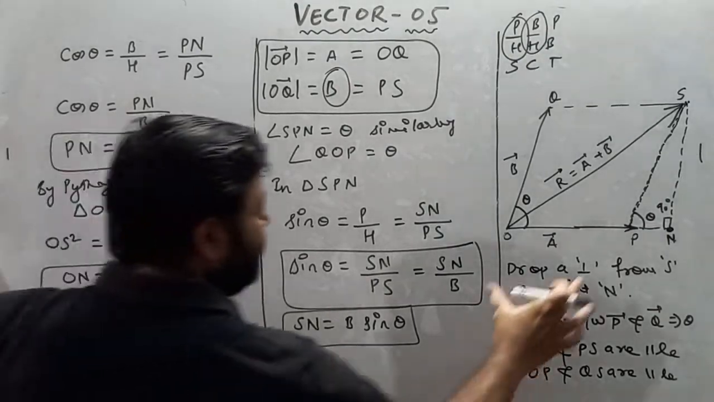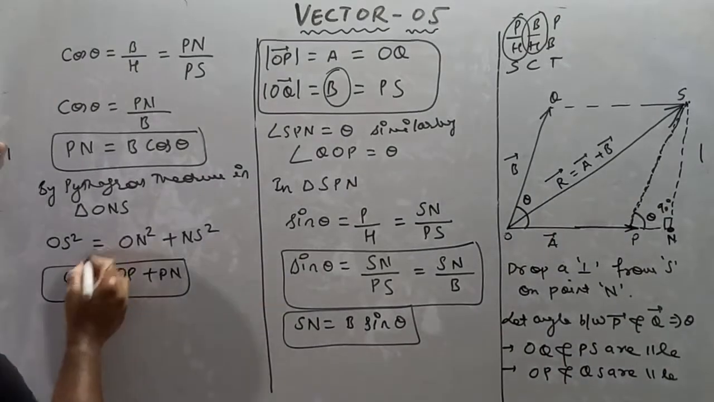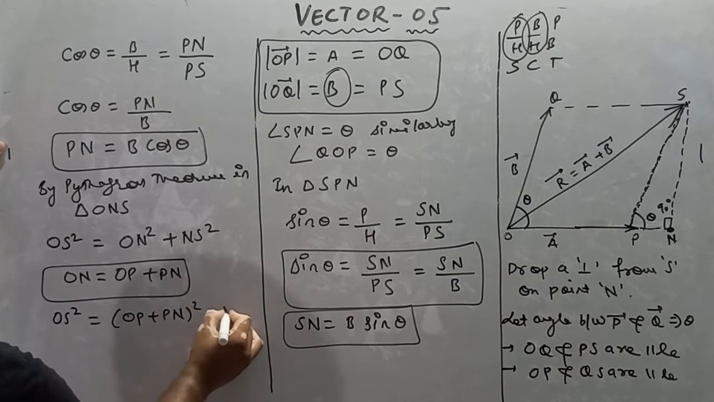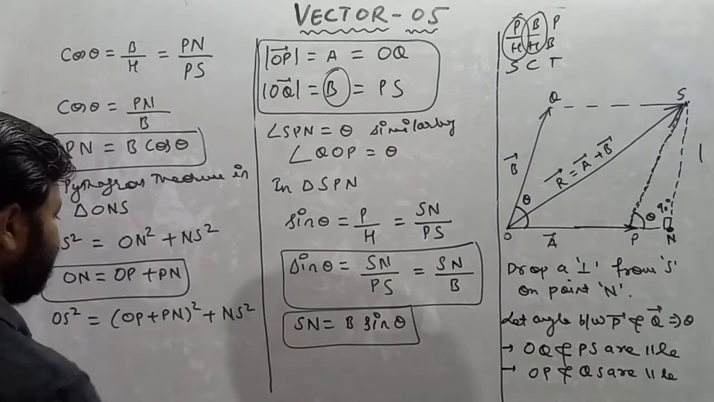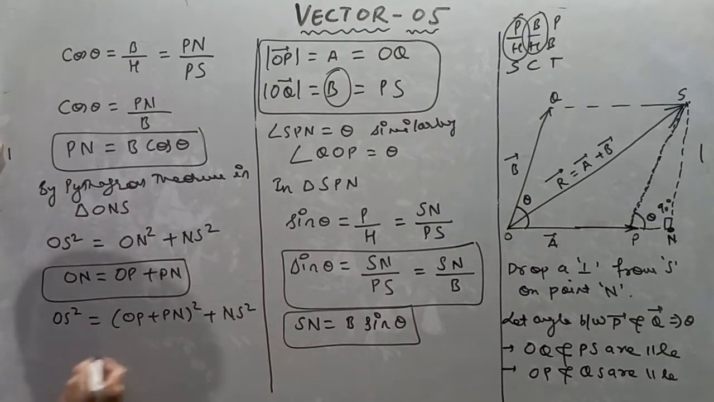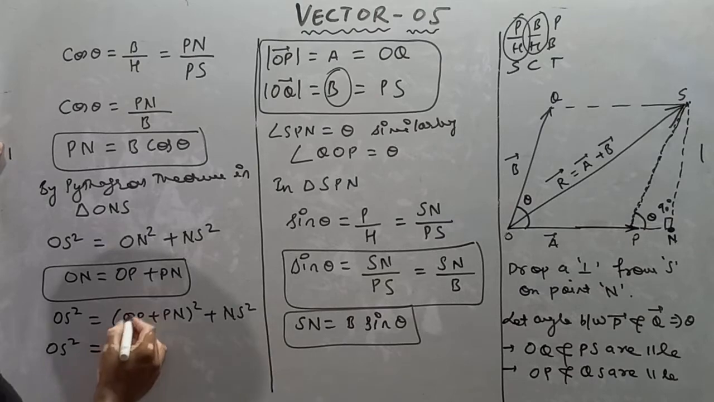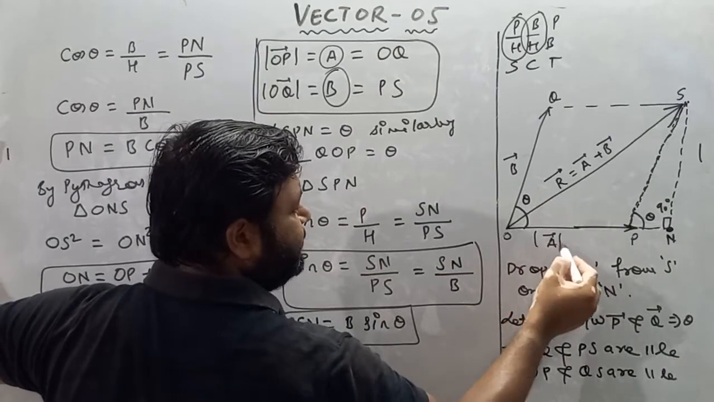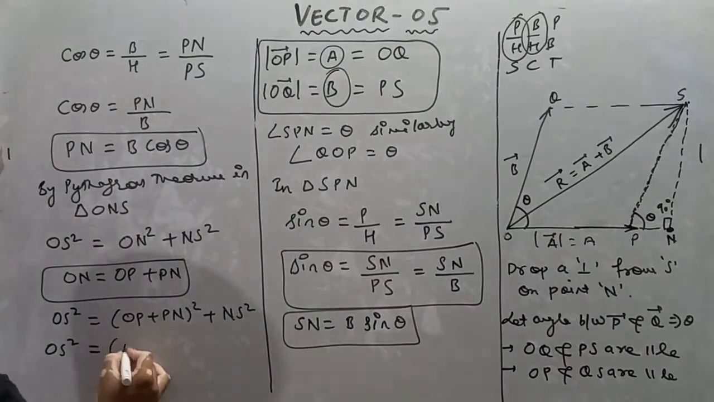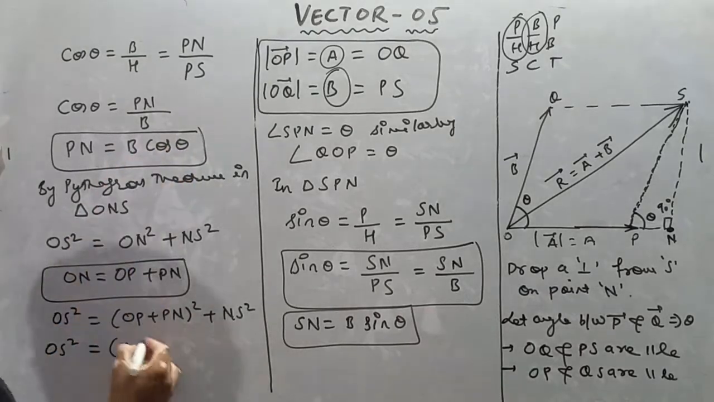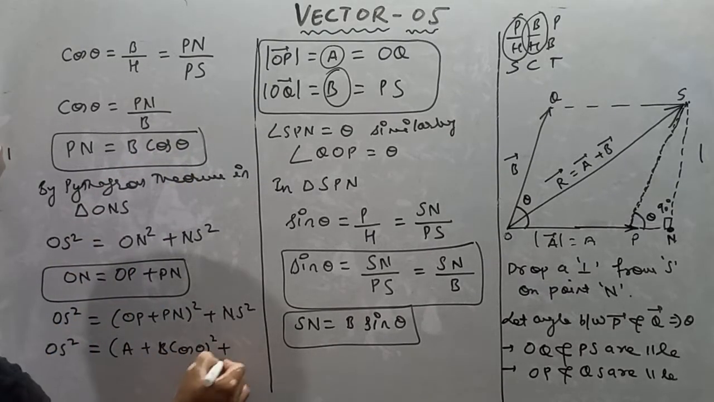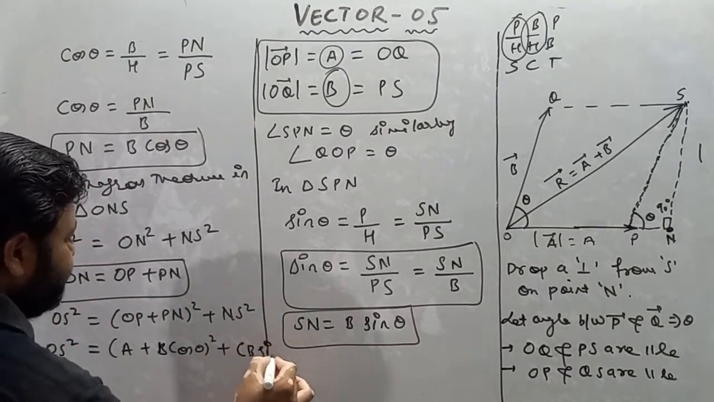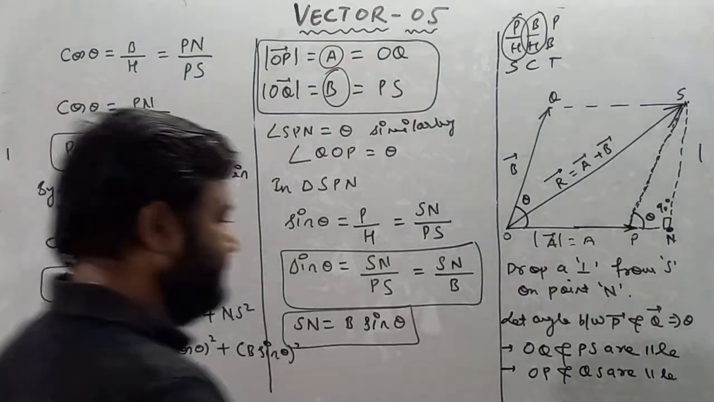I hope you all are getting my point. OP plus PN. So OS square is equal to (OP plus PN) square plus NS square, or we can say SN square. NS, SN is one and the same thing. So OS square is equal to OP, the value of OP is A, as the magnitude of OP is A. So I'll write here A plus now PN. PN is B cos theta. So (A plus B cos theta) whole square plus NS or SN, one and the same thing, so it is (B sin theta) and its square.